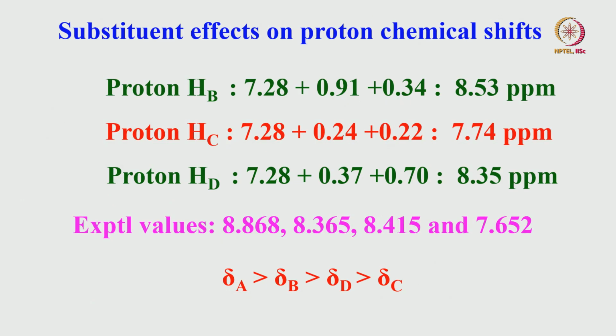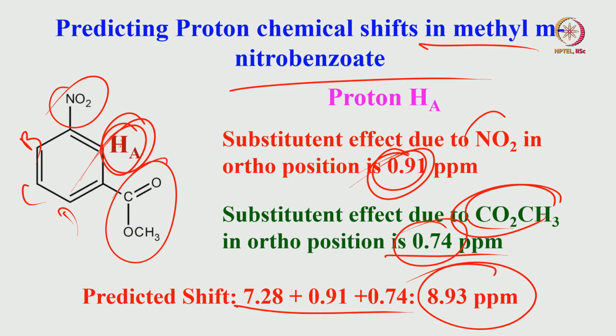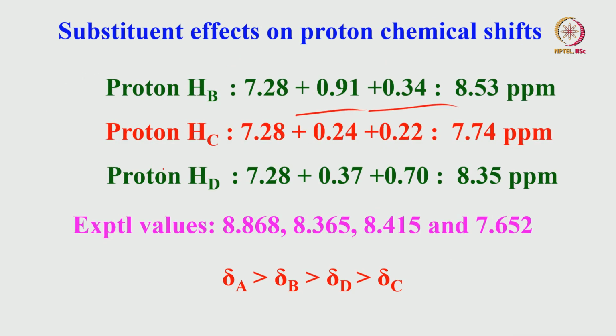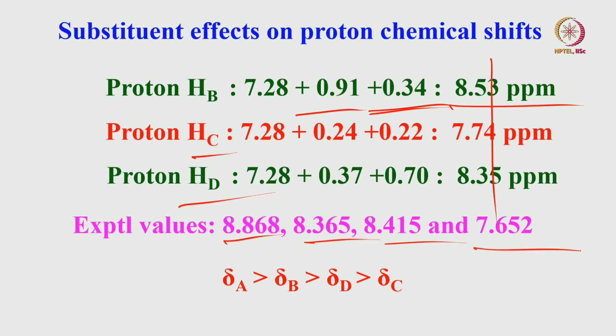And for proton B, again you take which is ortho, which is in the meta position, all those things you can find out. So for B, this is ortho, and I am sorry, this is para position. If you take this one as B and you know the value of it, you add it up, it turns out to be 8.53 ppm. Similarly, for proton C and proton D, values can be predicted like this. What are the experimental values? 8.68, 8.86, 3.65, 4.15 and 7.652. And this is what you can look at, each of them.